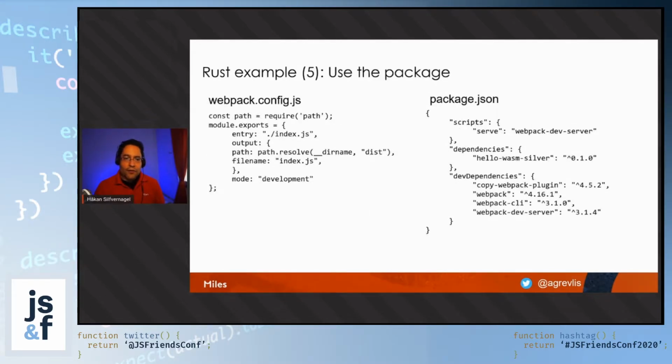So if we want to be able to use this package, then we can create a webpack config file where we just define our entry point, which is index.js. And then we also define a standard package.json file where we say that we have a dependency on this hello-wasm-silver npm package.